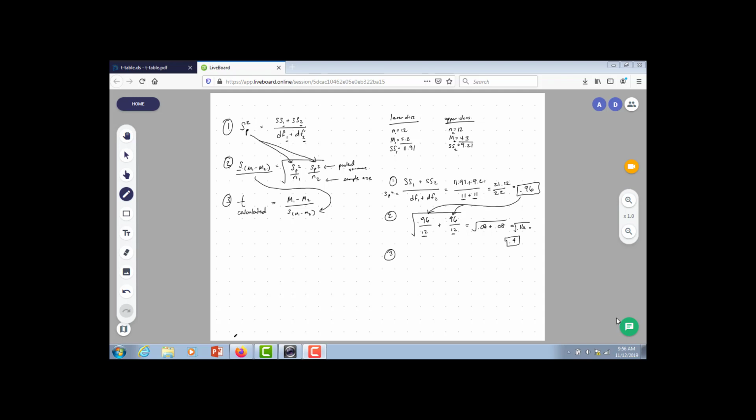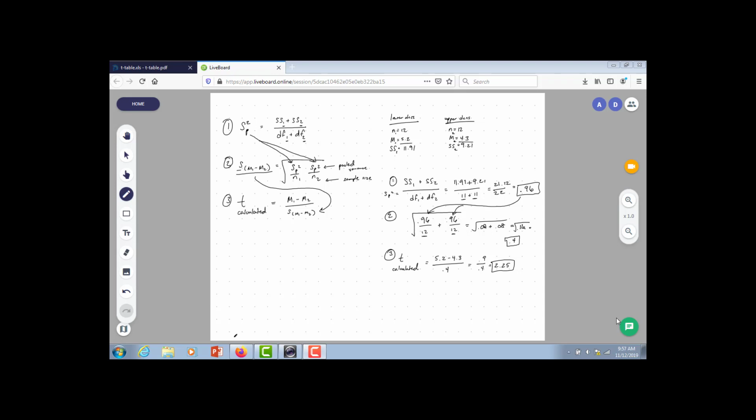Finally, we do our calculated t. And this is the calculated t for the two sample t-test. And we have 5.2 minus 4.3 over 0.4. Once we do that out, we end up with 0.9 in the numerator, 0.4 in the denominator. We do that out, we end up with a calculated t of 2.25. And that's it. Those are the 3 steps that you can follow.